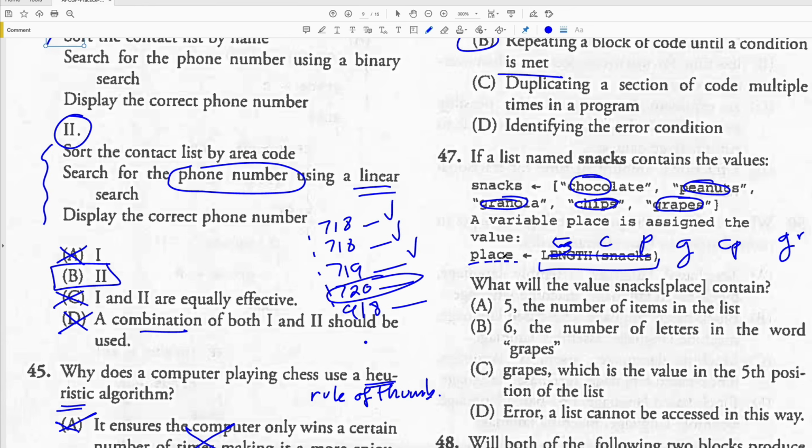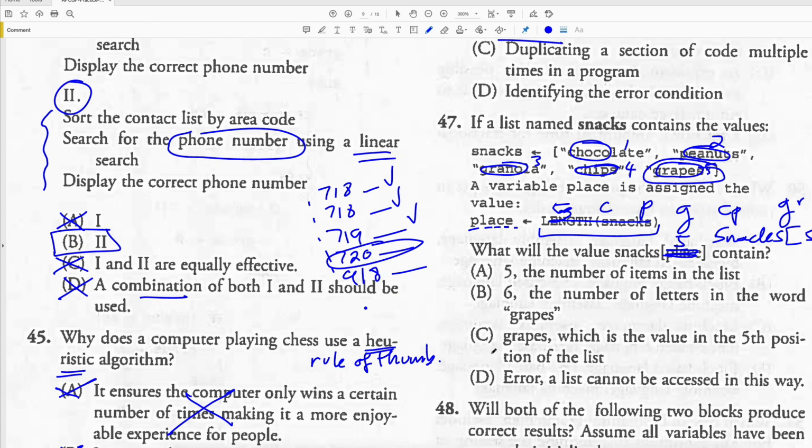So if place is assigned 5, and then it says, what will the value of snacks place contain? Well, place is 5. So really, we're looking at snacks 5. And what this means is, what is the 5th item of the list snacks? This is the first, this is the second, third, fourth, fifth. So snacks 5 is going to return grapes. So it says C, grapes, which is the value in the 5th position of the list. So C is the answer for 47.